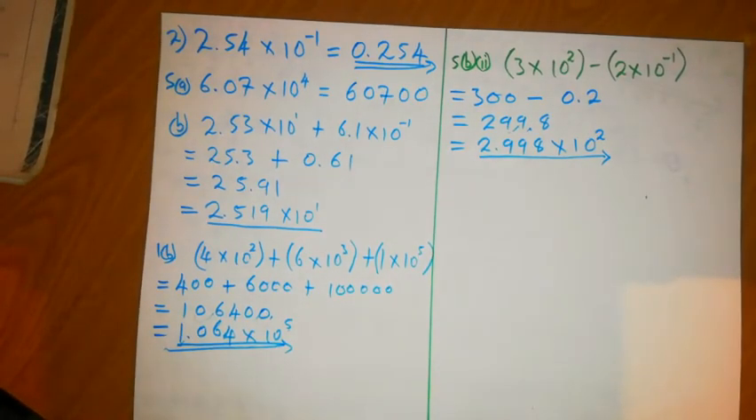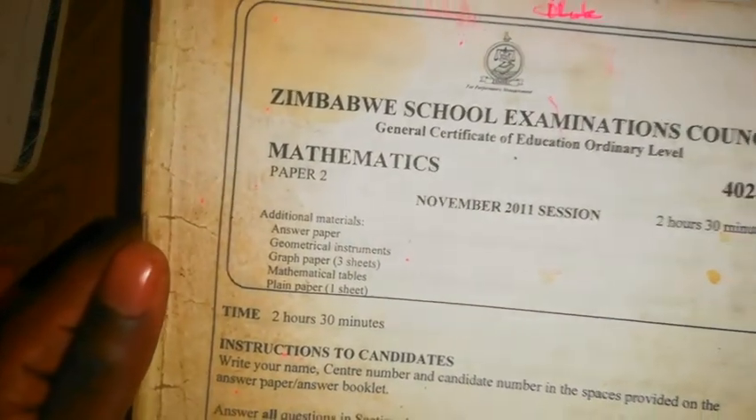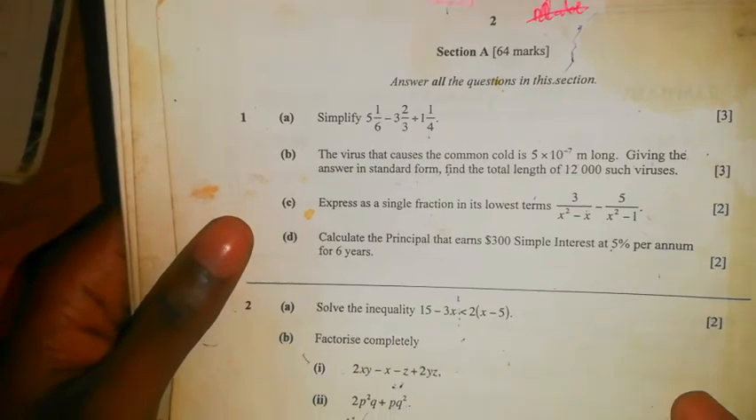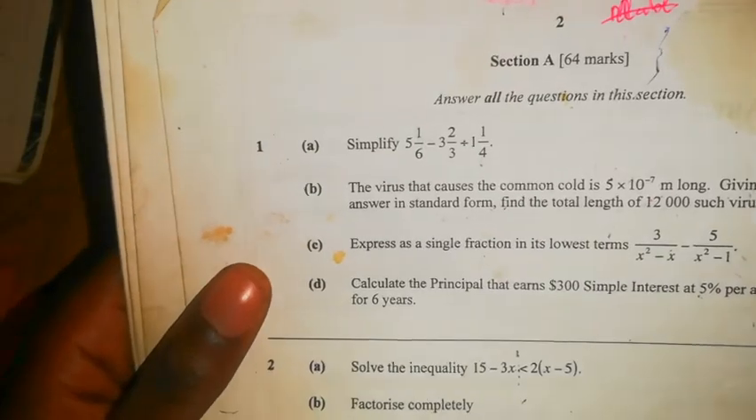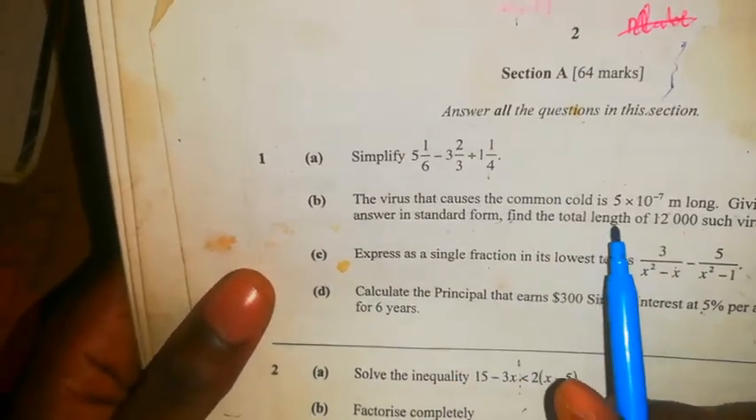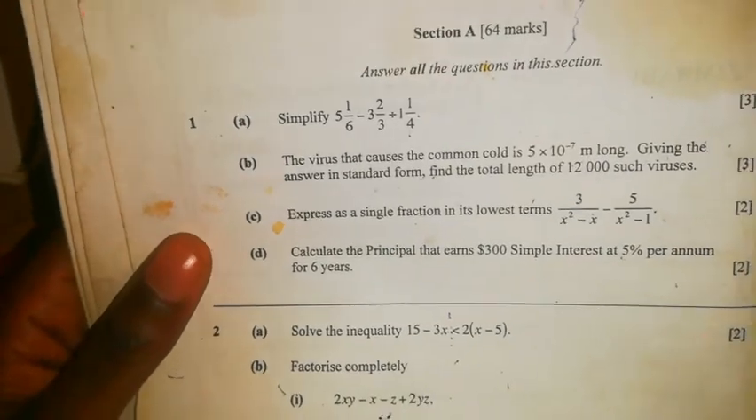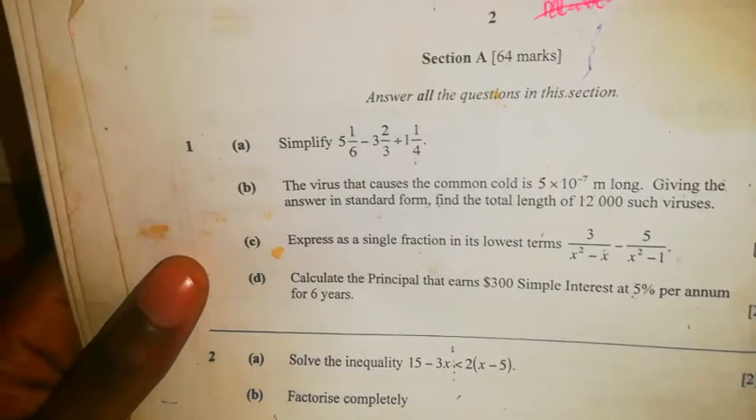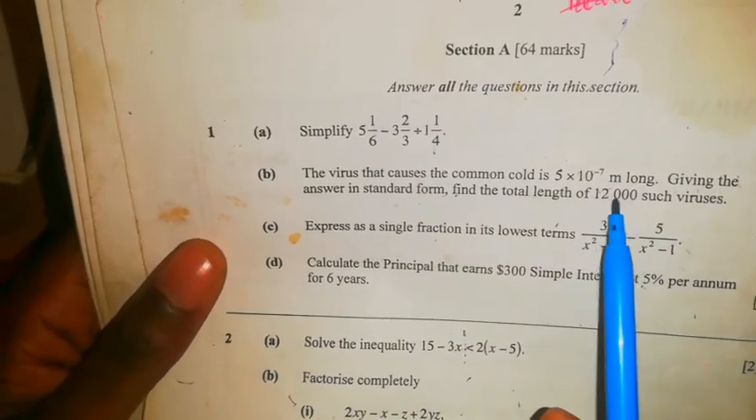Let me move to the other question. It's November 2011. Now I want us to interpret this question, the demands of the question. It's our number 1B. The question says, the virus that causes the common cold is 5 times 10 to the power negative 7 meters long. Giving the answer in standard form, find the total length of 12,000 such viruses. This means that is the accumulation of these viruses. We now want to know the total length of 12,000 such viruses.